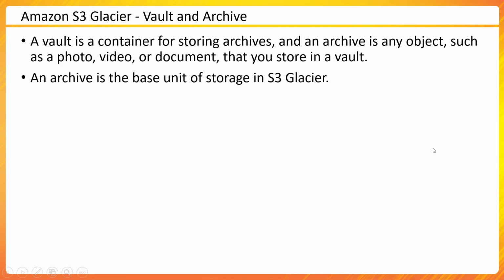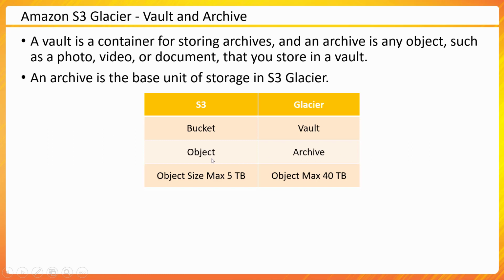And if I compare it with S3, you could relate it like this: in S3, we call that container a bucket. Here it is called a vault. In S3, we refer to those files and components as objects. Here it is referred to as an archive. And in S3, object size can be a maximum of 5 terabytes, but Glacier allows you to have a maximum of 40 TB as an object size.